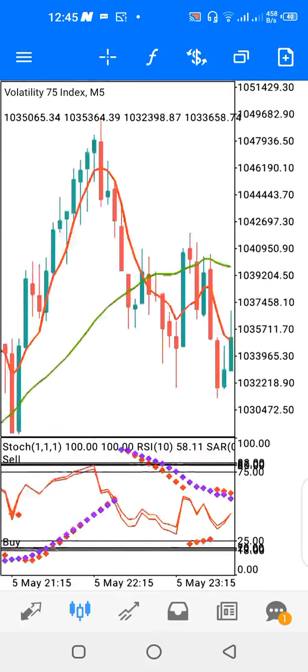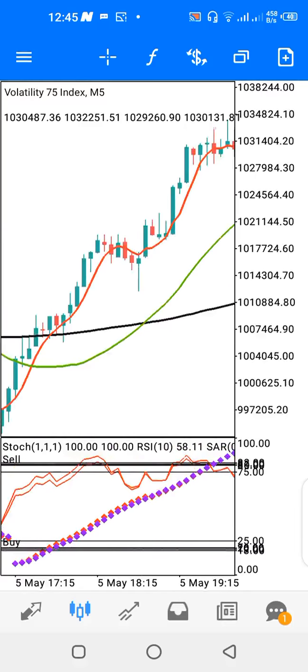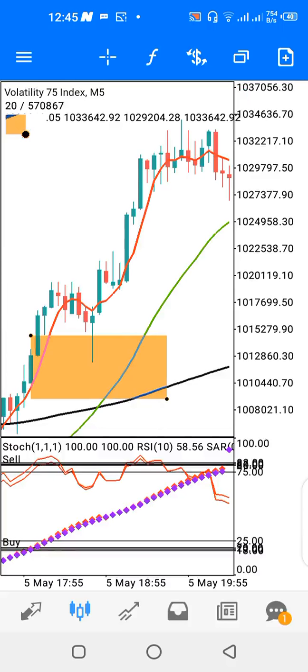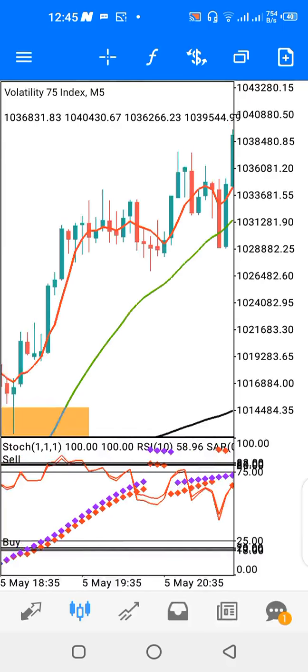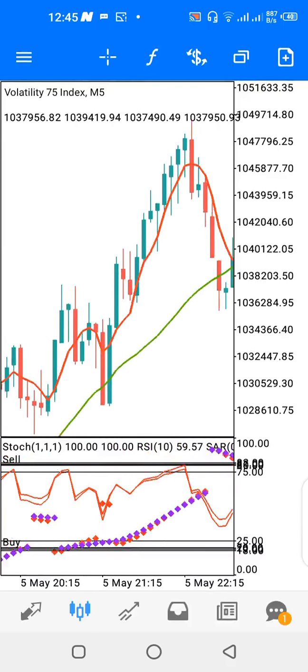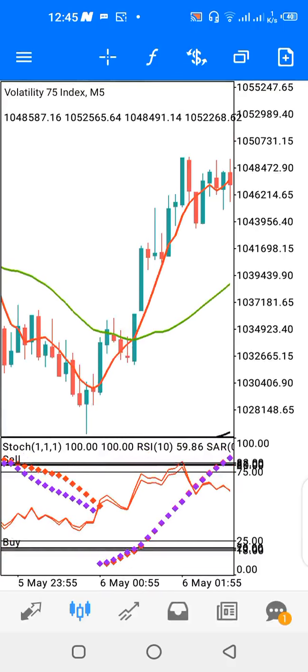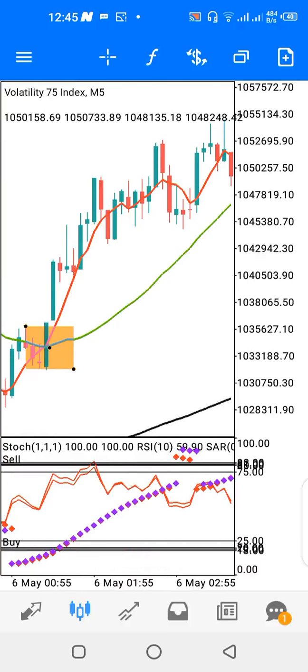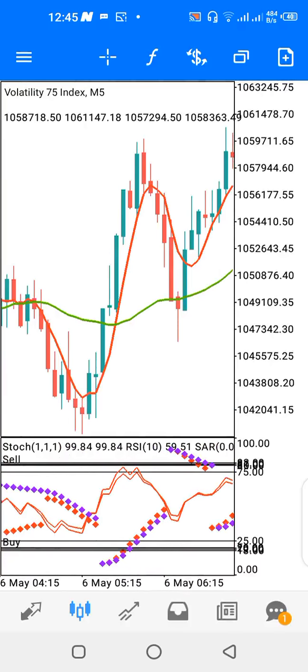So let's look out for where it all started. Okay, this is where the bullish trend started. The bullish trend started around here, so we'll be looking out for buying opportunities. Okay, like this is a buying opportunity. It's an opportunity for you to buy. Okay, this is another opportunity for you to buy.